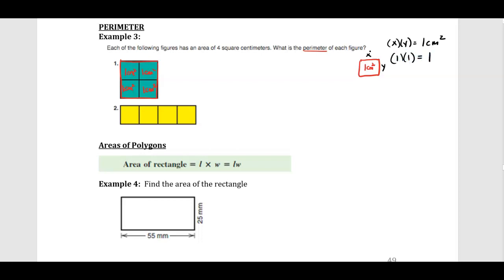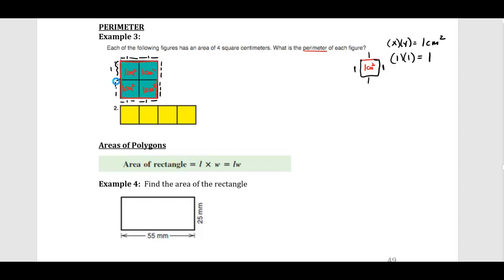So that means that the length of both sides is 1 and 1. So all of these are 1. So 1 times 1 is 1 square centimeter. That means that if we want to find the perimeter, we know the distance of here to here is 1, and here is 1, and here is 1, and here is 1. So we can just add all of those up, and that gives us the perimeter.